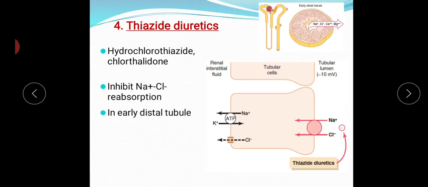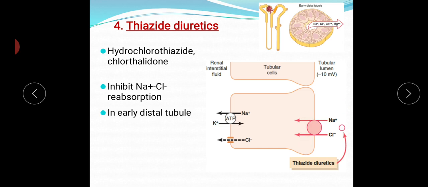The next are the thiazide diuretics. Thiazide diuretics act at the early portion of the distal tubules. After the thick ascending limb, there is the distal tubule, which is again divided into two portions depending on function, early portion and late portion. In the early portion of the distal tubule, solutes are reabsorbed via this sodium chloride co-transport, which reabsorbs sodium and chloride, and this part again is impermeable to water but permeable to solutes via this pump.